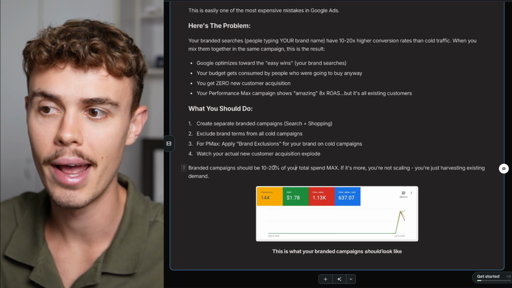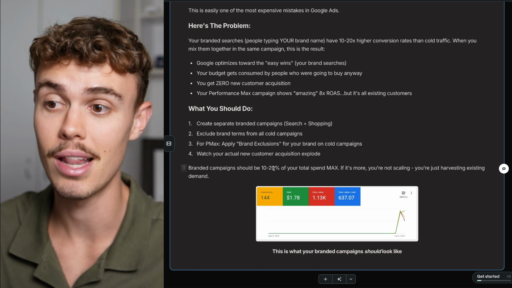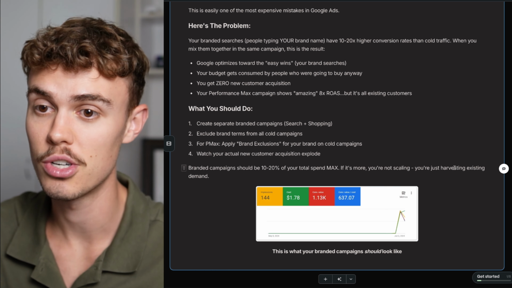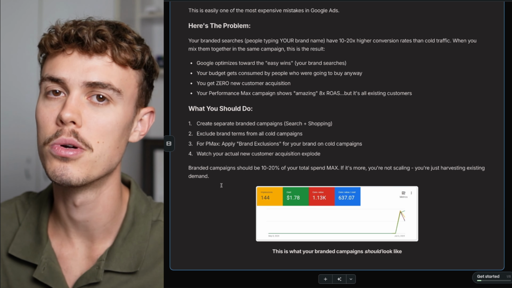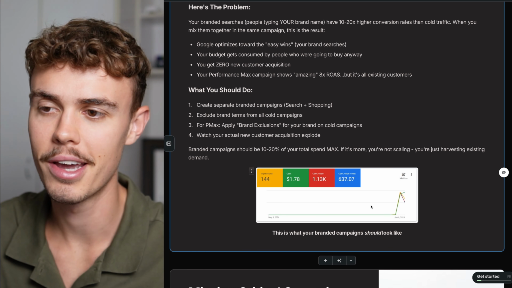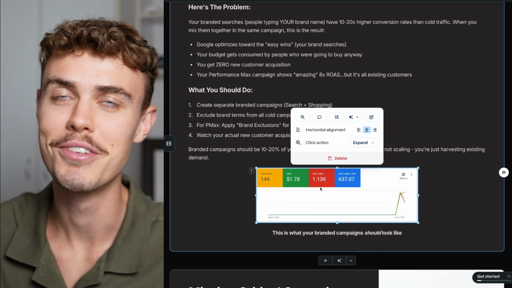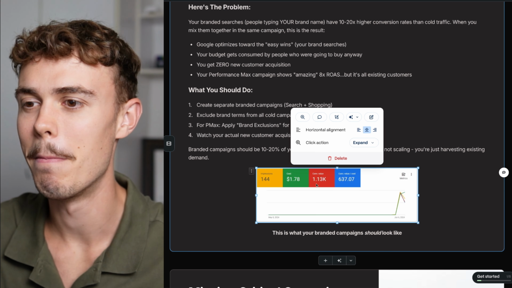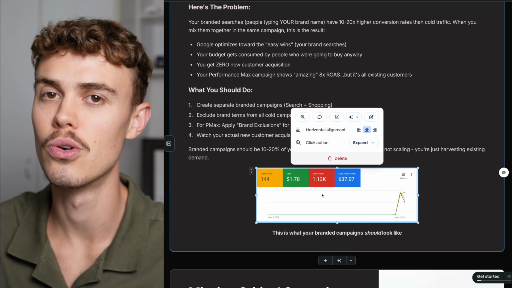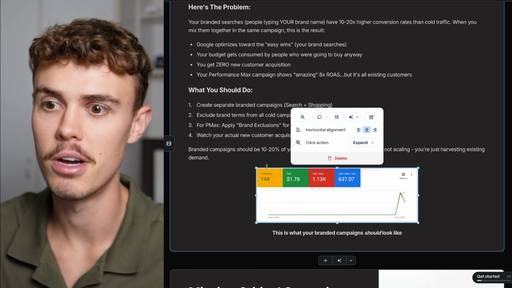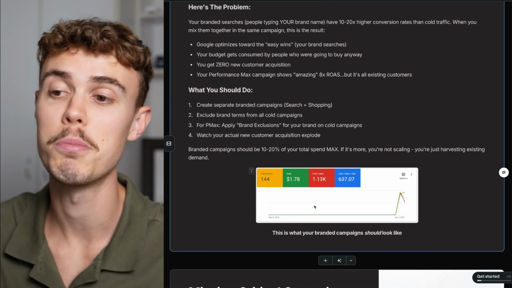I rarely would have a branded campaign over 20% of total budget. Like that's a lot. That's a big allocation. If it's more, you're not scaling, you're just harvesting your existing demand. You don't want to go beyond a very small portion of your ad spend. This is what your branded campaigns should look like. $1 spend, $1,000 return. Now, obviously this is an extreme example, but they should have a very, very high return in comparison to your standard cold customer, new customer acquisition campaigns. So make sure that you have a really high return and you're not spending too much on them.